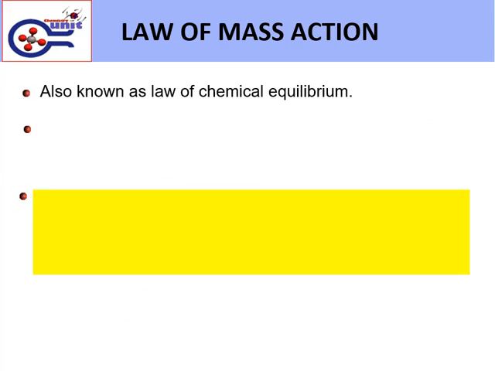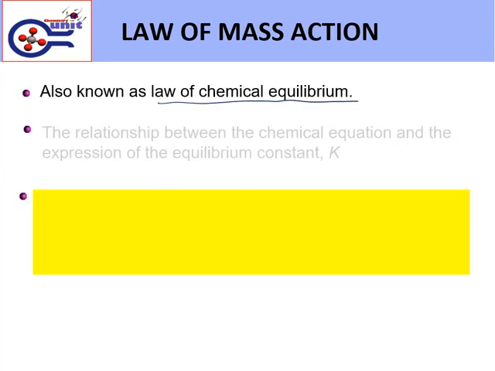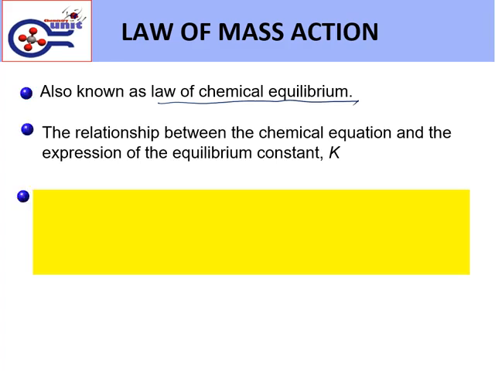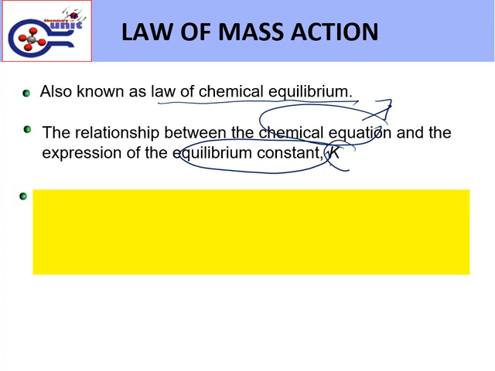Law of the mass action, also known as the law of the chemical equilibrium, which is the relationship between the chemical equation with the equilibrium constant. So kita akan relatekan kita punya persamaan kimia dengan equilibrium constant. So to write the K, untuk menentukan nilai K, to determine the value of K mesti depends on the chemical equation. Kalau pelajar tak boleh nak tentukan chemical equation dia, so pelajar tak boleh nak tentukan nilai K.